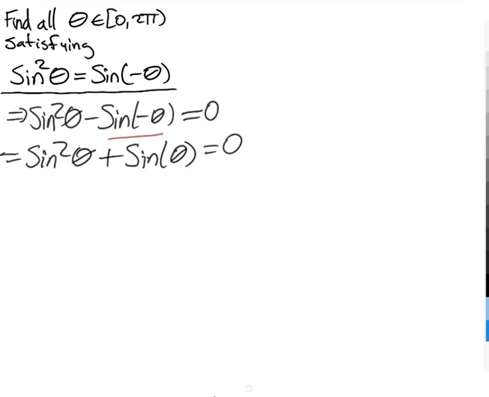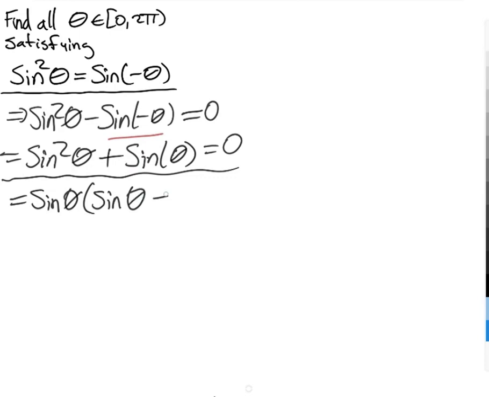Now we've moved everything to one side and gotten 0 on the other. What we now want to do is try and factor this. Recall that sine squared of theta means sine theta times sine theta. So both the first term and the second term have sine of theta in them. This means that we can factor out sine of theta. After doing that, we get sine theta times sine theta plus 1, and this is still equal to 0. If you distribute the sine theta, you'll see that this is true.